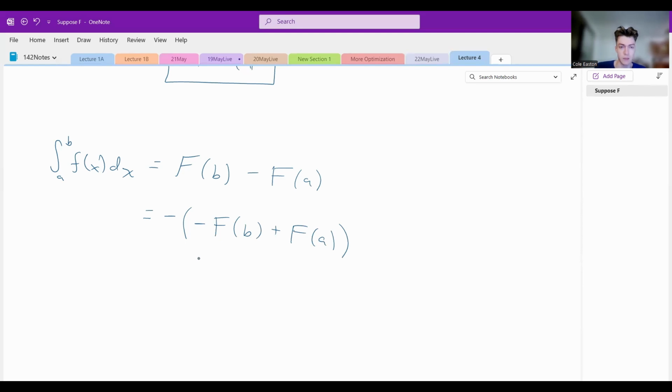So take a second to look at that. Right, if I were to distribute this, this first F of b would just be positive F of b, and then the second F of a would become negative, and so we get what we started with. So these are equivalent. And then inside here, I'm going to switch the order of those, and so that's fine to do.